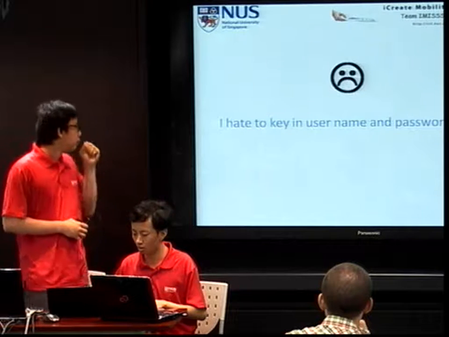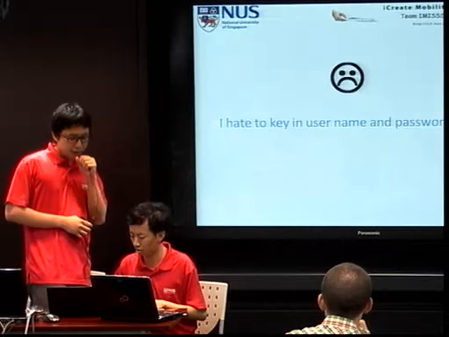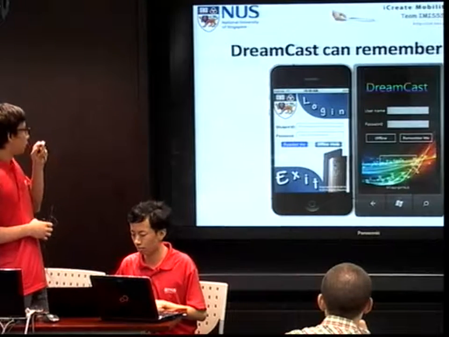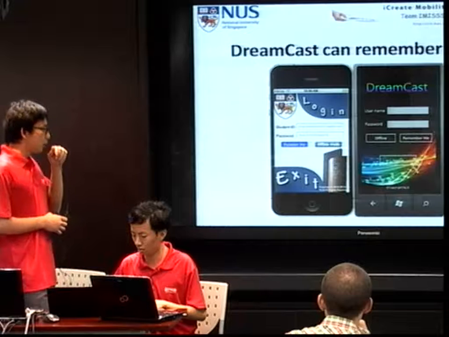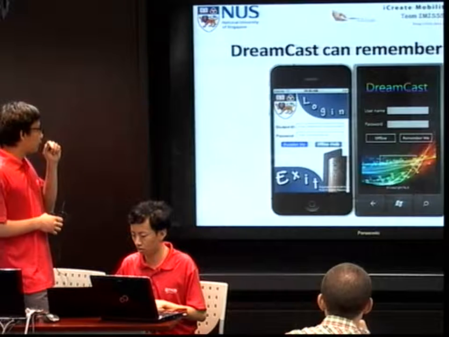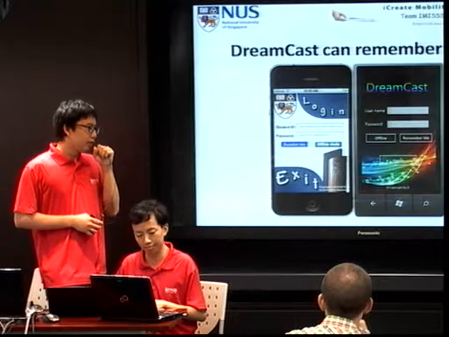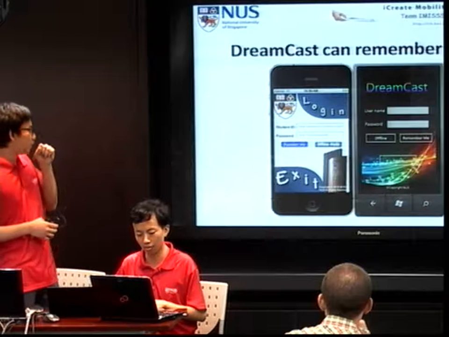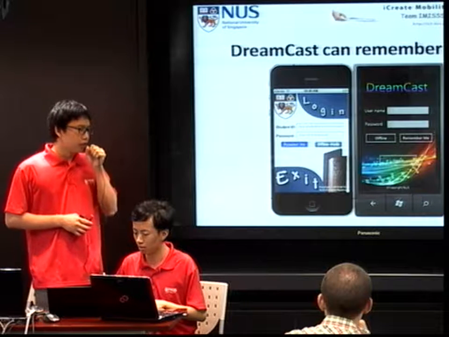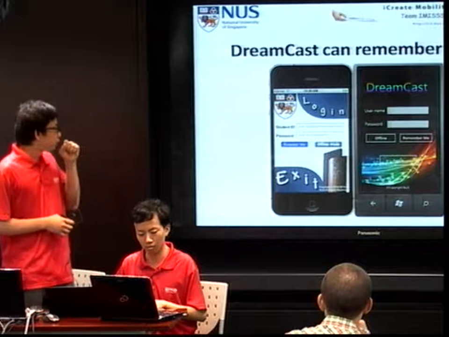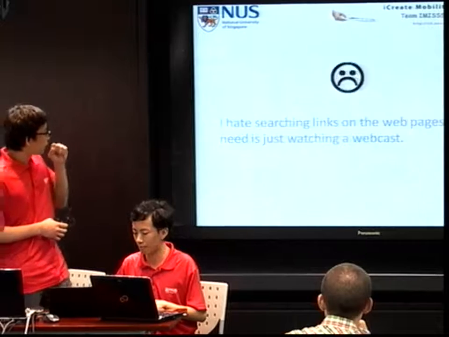The first, I hate to key in the username and password. So we provide a friendly login page with a function to remember you. Our application will remember the student ID, but we don't store your password. The IDE provides a token after you log in, so we just store the token. It's an encrypted token, but we still store a hashed encrypted password for the offline mode login. Okay, nice.